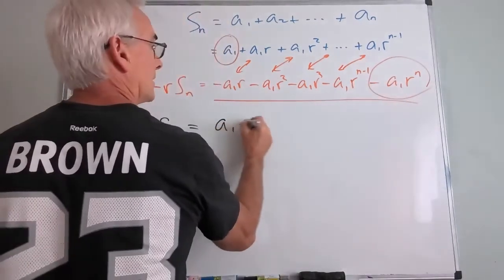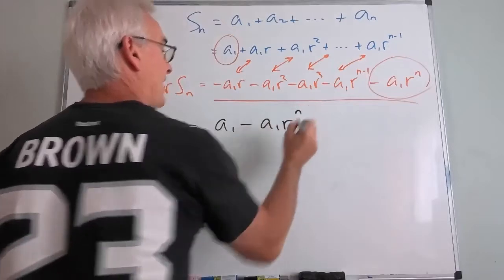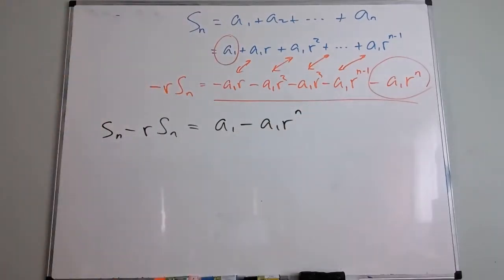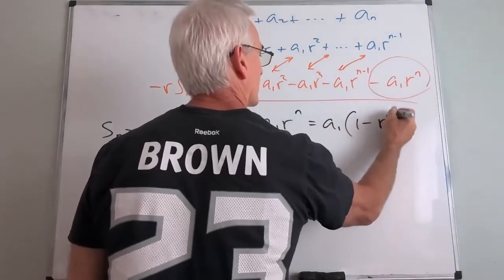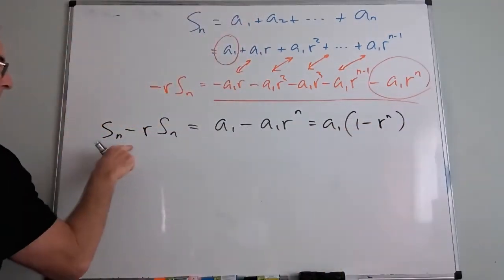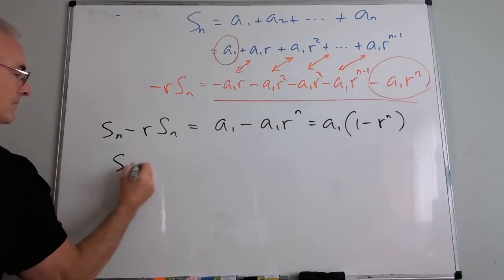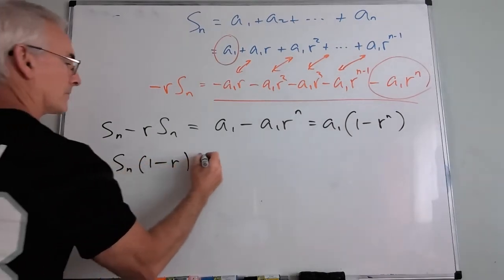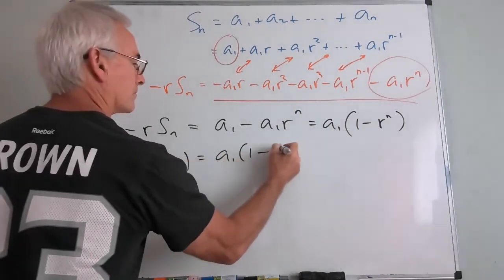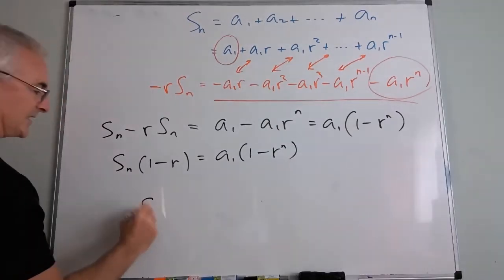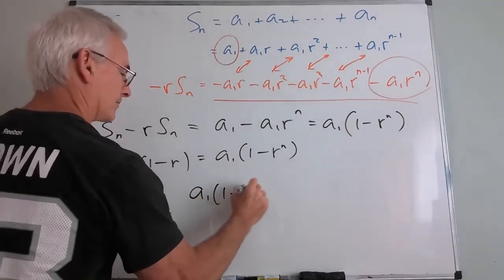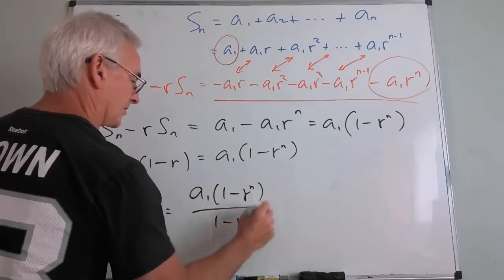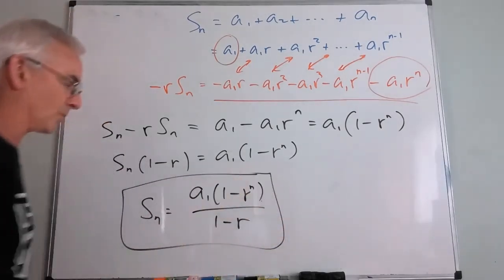Only this. Now, someone said factoring out. Now is when I would want to factor out the A1. I didn't need to before, but now I will factor it out. Now, what about on the left side? Can I factor out the Sn? So what does Sn equal? It equals this over 1 minus R.